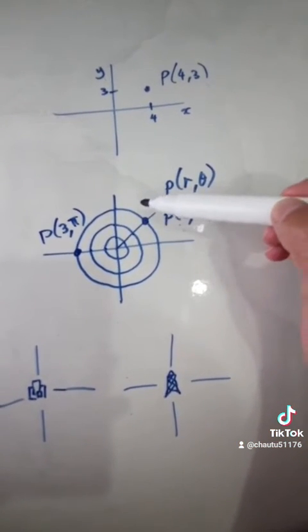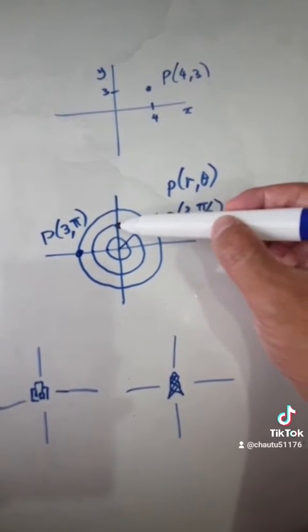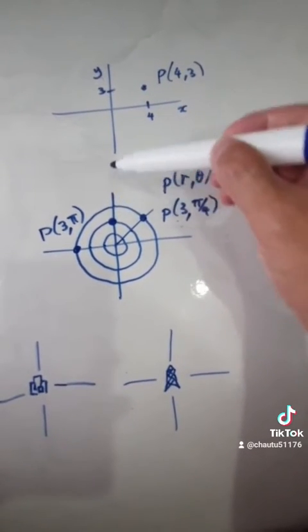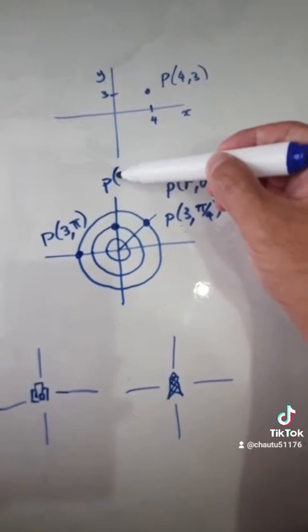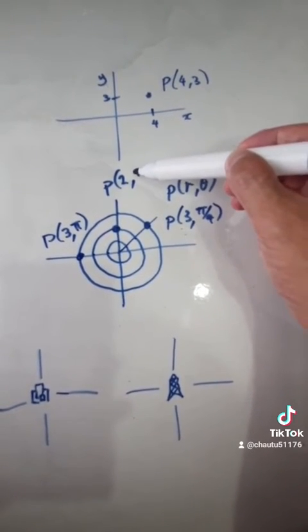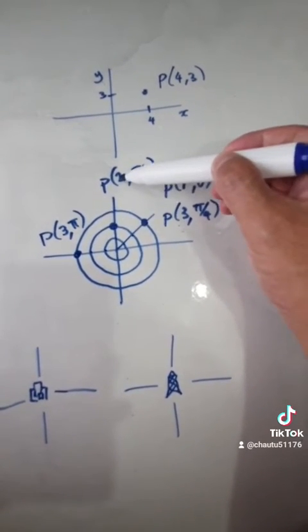Or let's say you've got this point right here. State the radius. The radius is 1, 2. And then what is the angle? The angle is 90 degrees, which is pi over 2. So this point here is given by this.